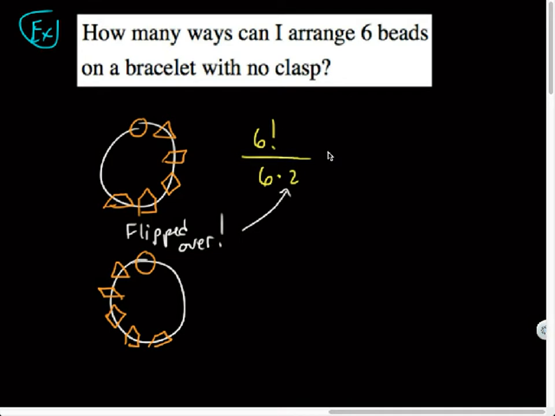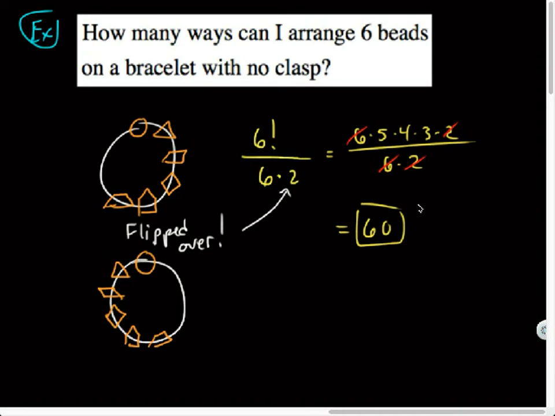Anyways, so 6 times 5 times 4 times 3 times 2, all over 6 times 2. And let's cancel out the 6 and the 6 and the 2 and the 2. And I've got 5 times 4 is 20 times 3. Looks like 60 possible ways that this bracelet could be arranged with no clasp. Don't you agree that flipping over, it's really exactly the same bracelet? Someone just came over and flipped it over on a desk or something.